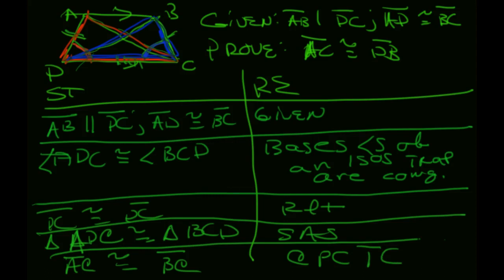Which, that's the proof that the diagonals of an isosceles trapezoid are in fact congruent. Okay, so one more trapezoid theorem and we are done for the day. So we're going to define something here.